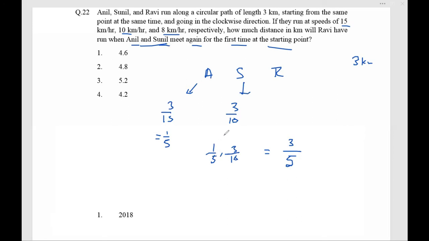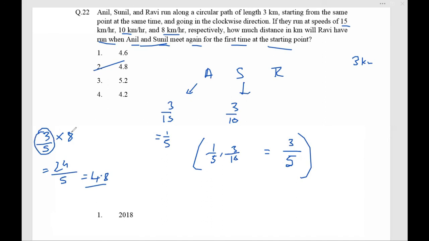In 3 by 5 hours, how much distance will Ravi run? It will be 3 by 5 into 8. So he will run 24 by 5, that is 4.8 kilometers. So Ravi has run 4.8 kilometers. A simple problem from the circular path concept. Shouldn't have this type of misconception that circular path problems are very difficult. No, this is a direct application of first meeting at the starting point and then just multiplying that timing with the third person's speed. As simple as that.